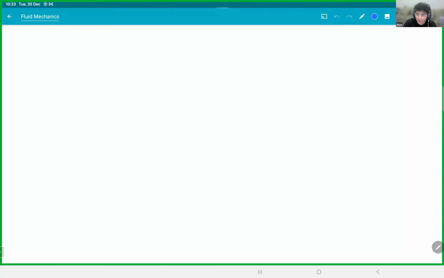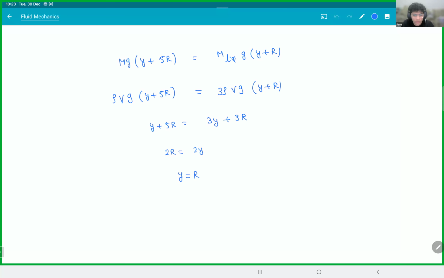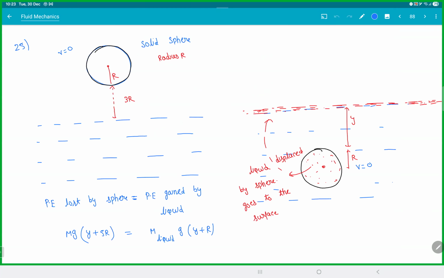Sir, can you please explain the term which you wrote, like mass of liquid into y plus r? Basically, in this ball's place, there used to be liquid, right? The center of mass of that sphere of liquid went to the center of mass on the surface. So that gain in potential energy is mg, y plus r.